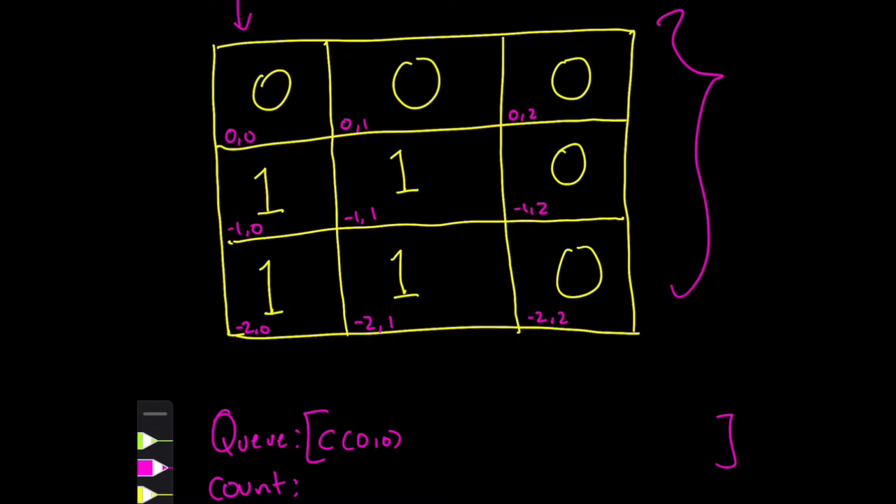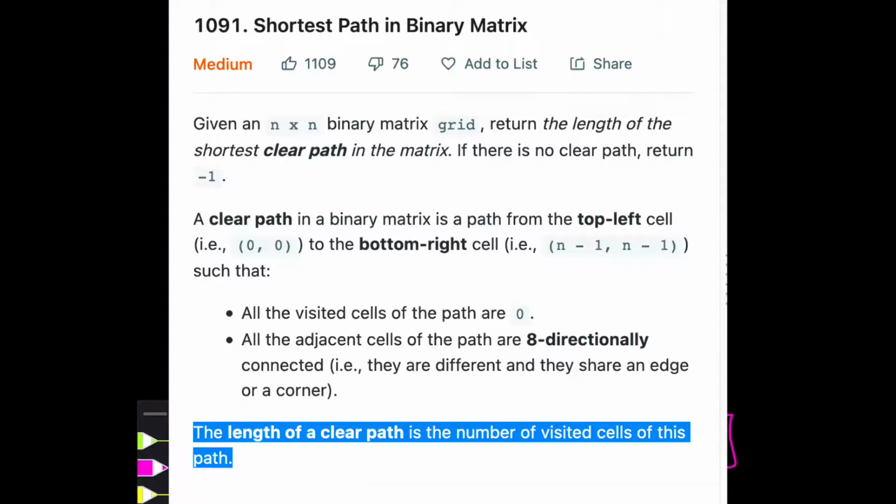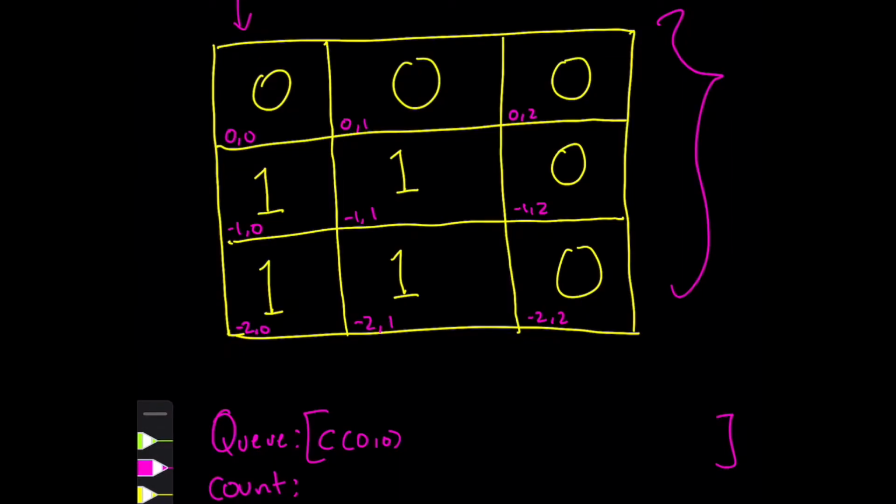And since in the problem it says that the length of a clear path is the number of visited cells of this path, and since we have already started at the coordinate 0, 0, we automatically have a length of 1 for our path. So I'm going to store 1 as our count for right now. And from here, we're going to pop off this node from our queue.